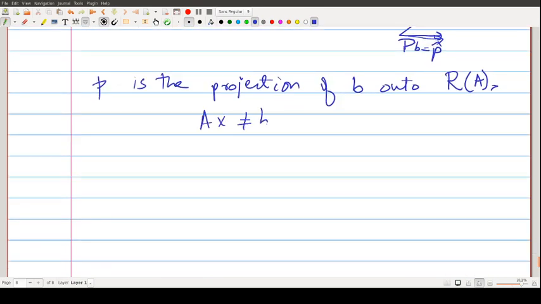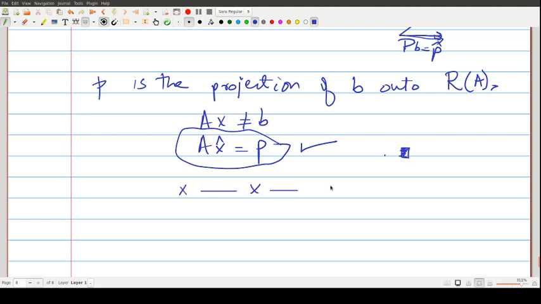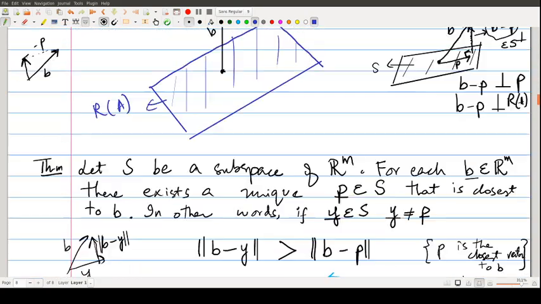So instead of Ax equals B, which I can't solve, I can do A x hat equals P. This is the system that I solve, and I'm guaranteed that I can find a solution to this problem. Okay, and that completes the lecture. So once you have this x hat, you can use that.